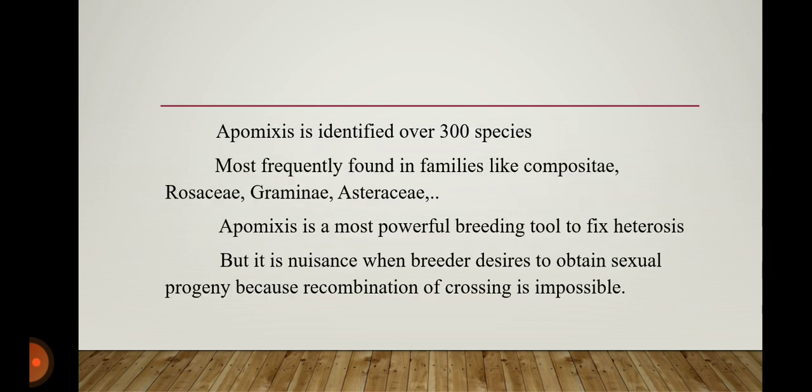Apomixis has been identified in over 300 species, most frequently found in families like Compositae, Rosaceae, Gramineae, and Asteraceae. Apomixis is the most powerful breeding tool to fix heterosis, but it is a nuisance when the breeder decides to obtain sexual progeny, because recombination by crossing is impossible.